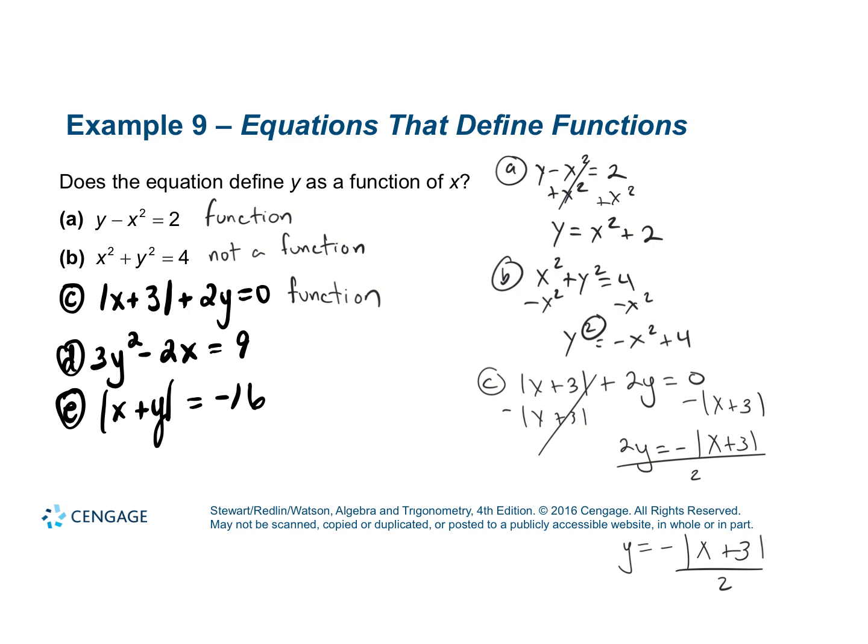Now I'm going to add a slide for D and E, just for space. Now D was 3y squared minus 2x is equal to 9. If you notice, we already have a square, so it's not going to be a function. But just as a rule of thumb, there are sometimes cases where they cancel out. This one won't. You can go ahead and solve for it.